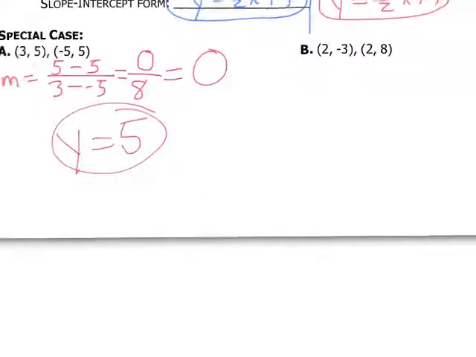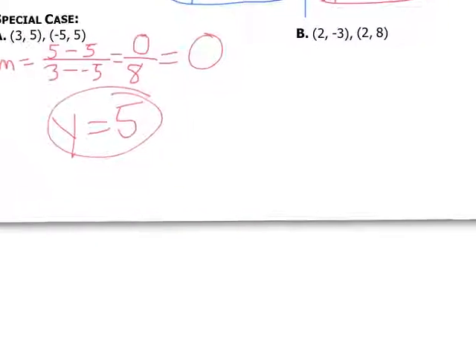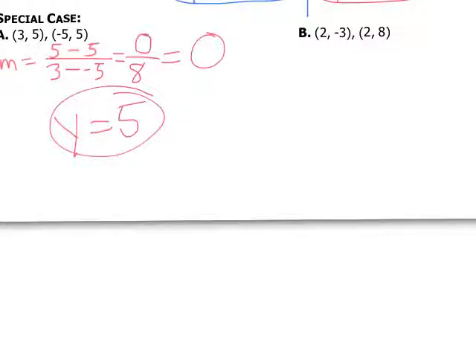So B, again, I wouldn't know it's a special case just by looking at it. So I have to find my slope. Fraction bar and 2 minus signs, -3 and 8 on top, 2 and 2 on bottom. So -3 minus 8 is -11, 2 minus 2 on bottom is 0. So what happens when the 0 is on bottom? This one is undefined. So this one is an undefined slope.